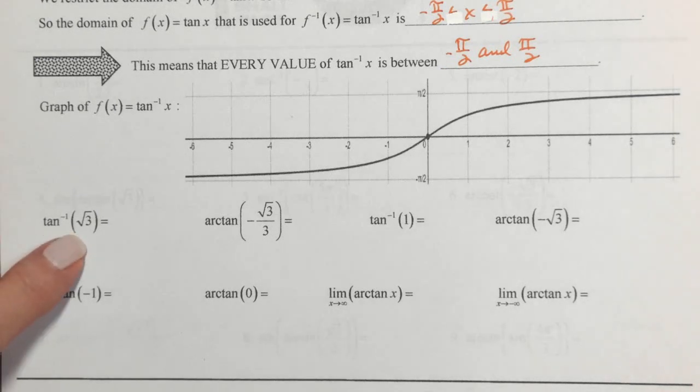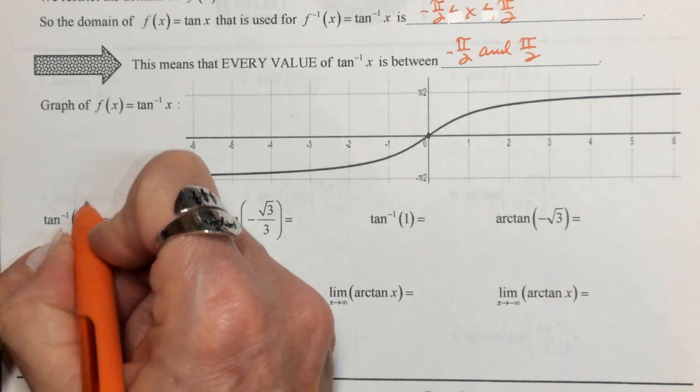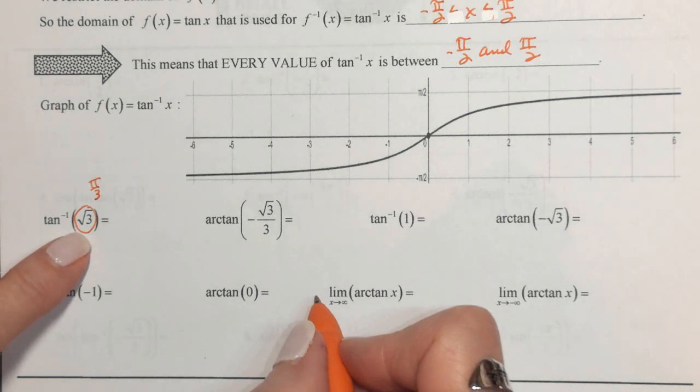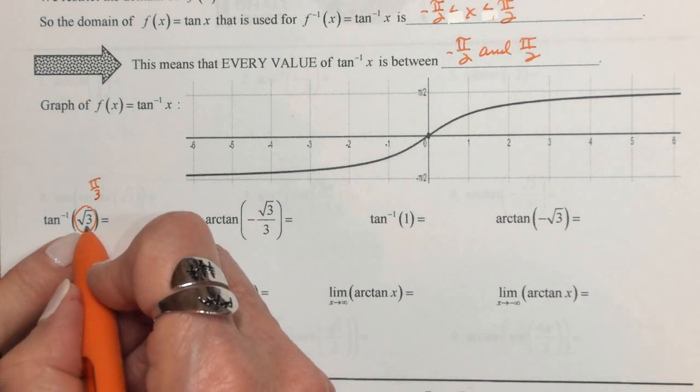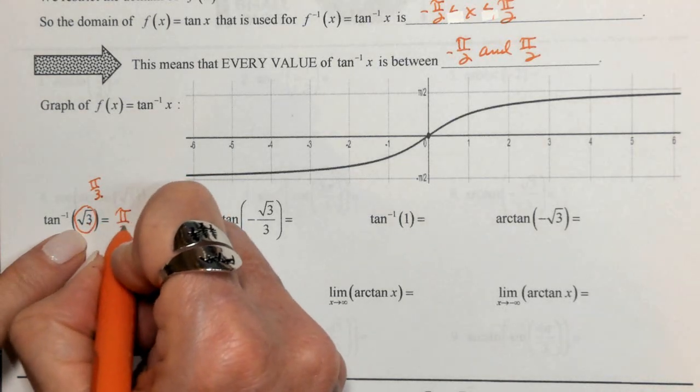Okay, so what is inverse tangent of square root 3? Well, I know that tangent of pi over 3 makes square root 3. 1, 3, 1, 3, right? So this is pi over 3.